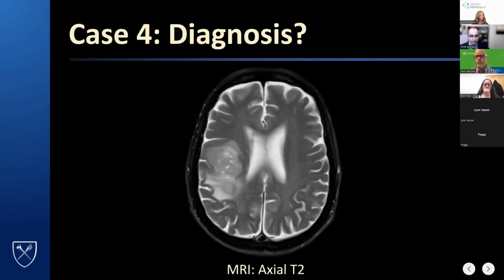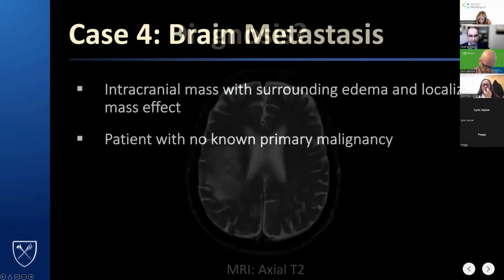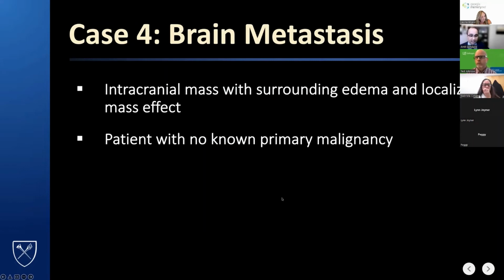And the big differential here would be metastatic disease, if we believe this is 2 lesions, or a primary brain tumor that has sort of a satellite lesion here. But at the end of the day, intracranial mass, and in this case, it turned out to be a brain metastasis in a patient who didn't have a known primary malignancy. And so that can happen. This is a situation where we don't have a specific diagnosis, but we can suggest that we follow this up and do additional workups to try to figure out whether this is a primary brain tumor or whether this is a metastatic focus.